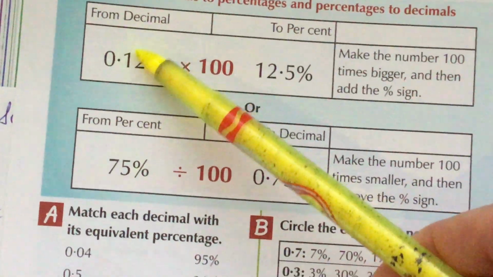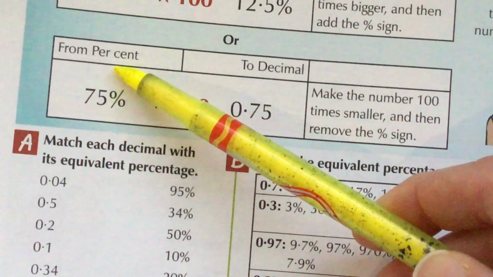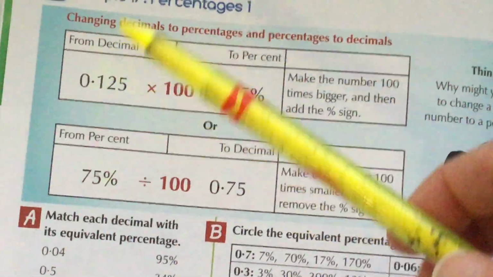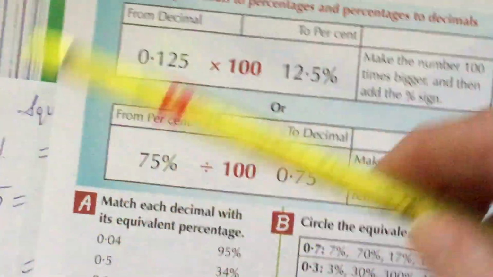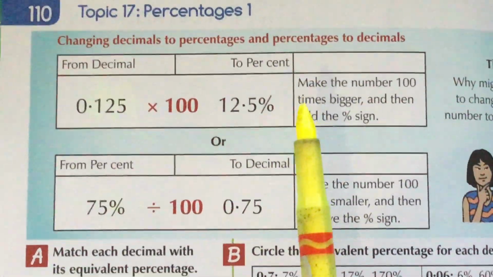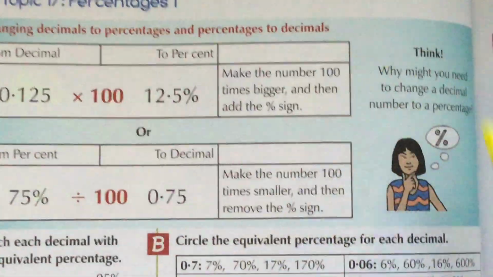Multiplying, the decimal point moves to the right. Dividing, the decimal point moves 2 places to the left, because the numbers are getting bigger here and smaller here. The numbers getting bigger here means the decimal point goes to the left. Numbers getting smaller means the numbers go to the right. Remember, going left this way on the number line, numbers getting bigger. Going this way, the numbers are getting smaller.